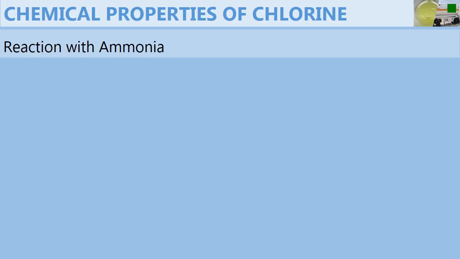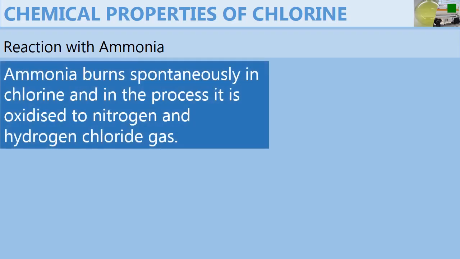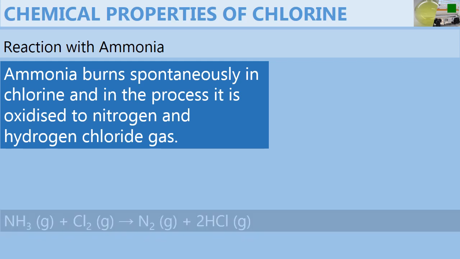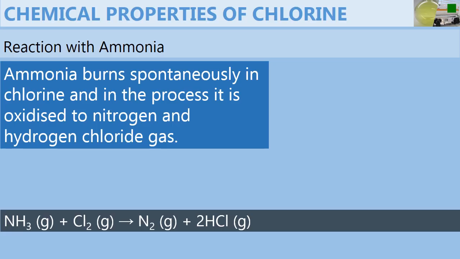Next we have the reaction with ammonia. Ammonia burns spontaneously in chlorine, and in the process it is oxidized to nitrogen and hydrogen chloride gas. So when ammonia burns spontaneously in chlorine, nitrogen gas and hydrogen chloride gas are the products.